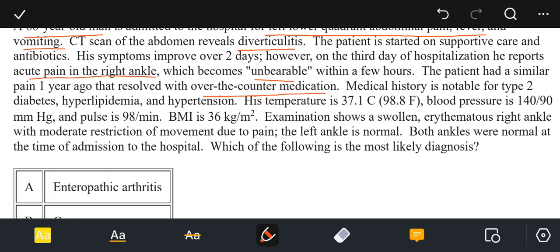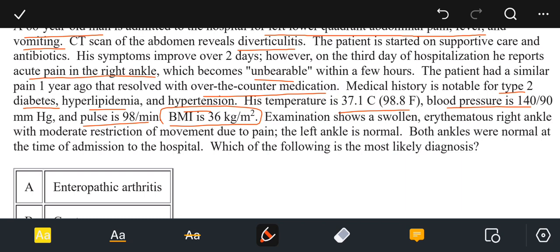The medical history is notable for type 2 diabetes, hyperlipidemia, and hypertension. His temperature is high, like 37.1 degrees Celsius. Blood pressure is also high, 140 by 90 millimeters of mercury. Pulse is also very high, that is 98 per minute. The BMI is so high, 36 kg per meter square.